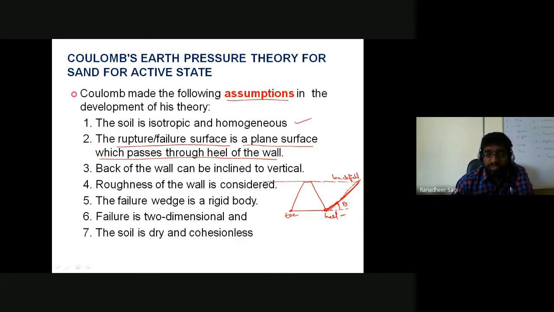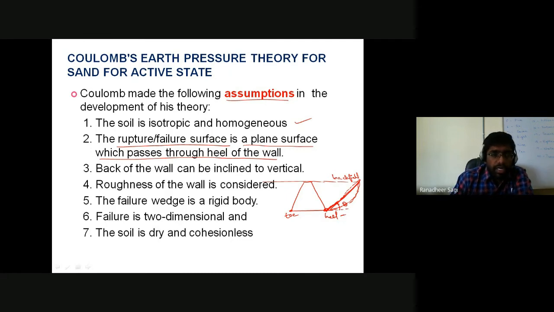Rather, you would also come across what is called a more realistic failure surface, something like this, which is sometimes indicated as a log spiral failure surface. In some cases, you would be simply considering it as a circular failure surface. So we are not going into much detail. We are going by the same basic fundamental assumptions of either Rankine's theory or Coulomb's theory. So what we consider is that your failure surface is assumed to be a planar failure surface.